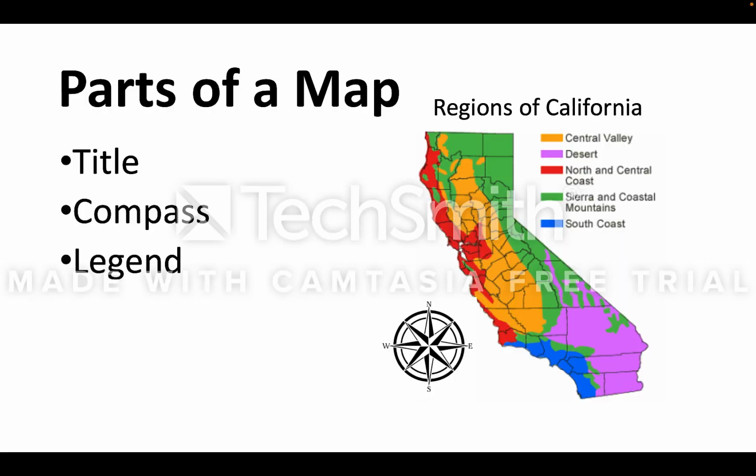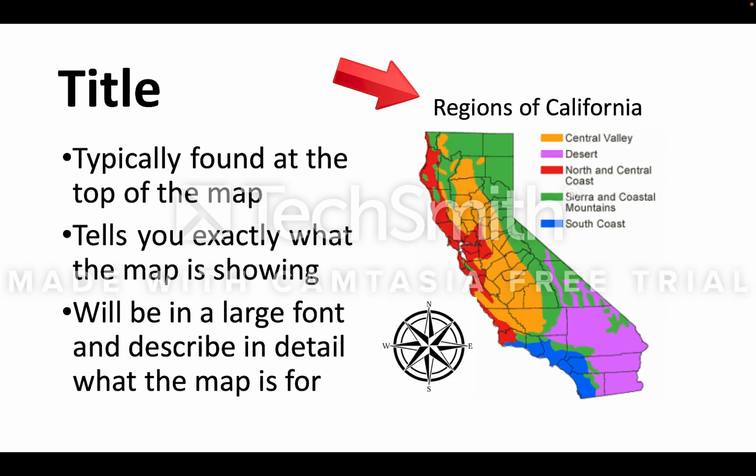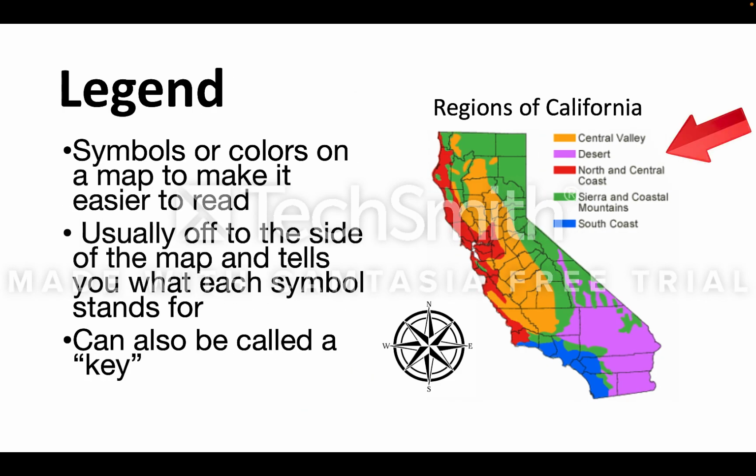So after the Kahoot, we will move into our lecture for the lesson, and this will be going over the parts of a map and how to read a map. So they'll go over the title, compass, and legend. Here are the accompanying slides for this.